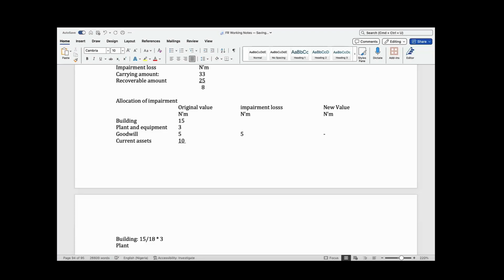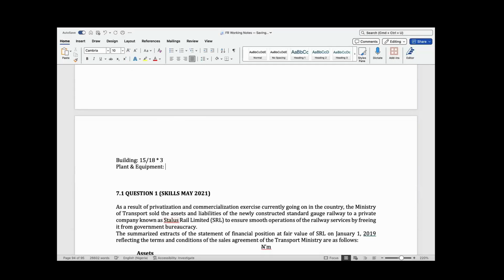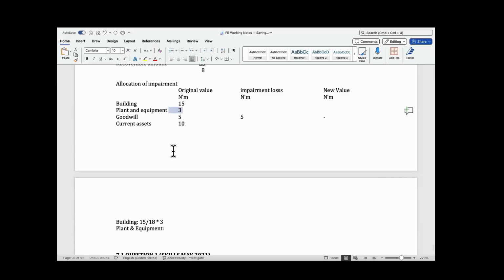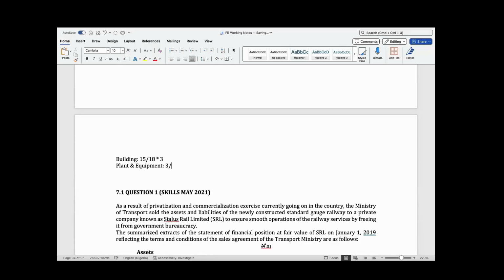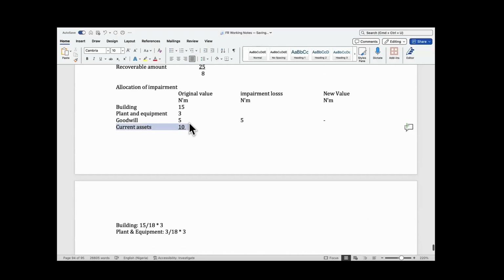Then the plant and equipment will be 3 divided by 18 multiplied by the remaining impairment loss. I'm not considering current assets because of what I taught you. Current assets are like financial assets. So we don't consider them for allocation unless they are the reason for the impairment. And for us to know that, the examiner must tell us that. Otherwise, you ignore them. So what's 15 over 18 times 3? Anybody?